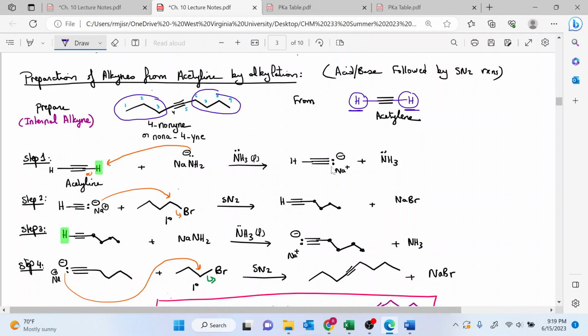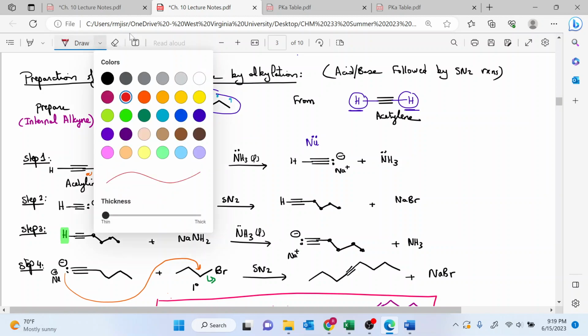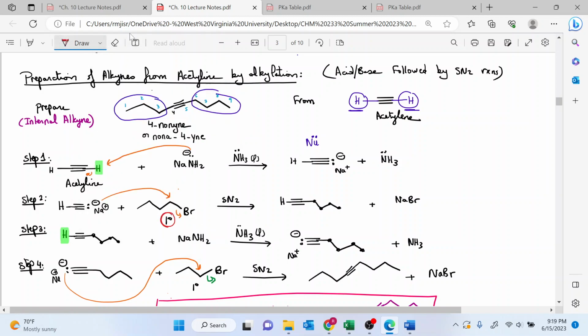Don't forget that, as we mentioned, the acetylide is a good nucleophile and a good base. We don't want it to act as a base. We want it only to act as a nucleophile. So this is why we are going to use it with a primary alkyl halide. With a primary alkyl halide, it's a simple substitution reaction.